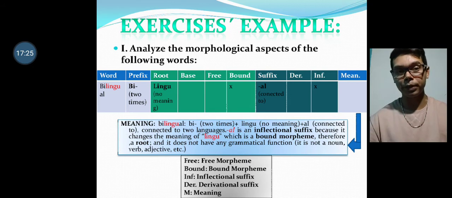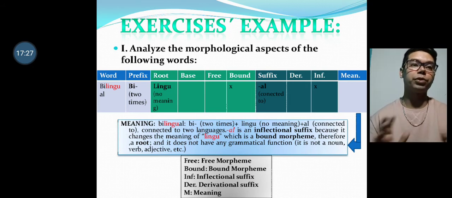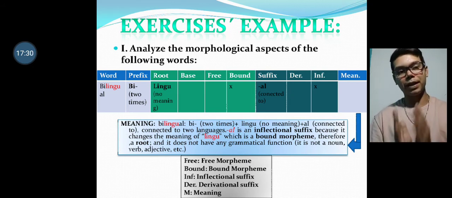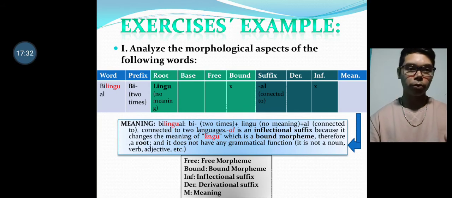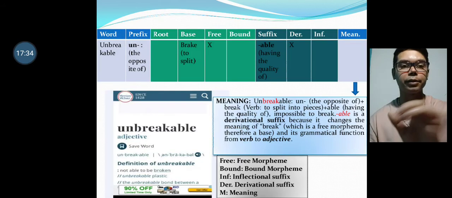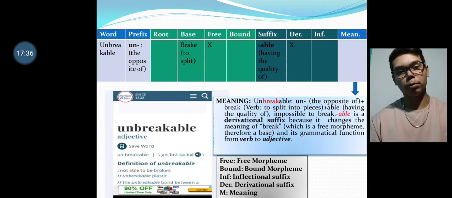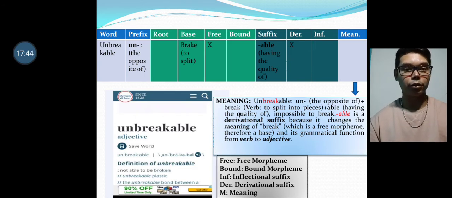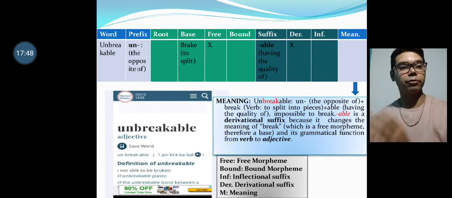No es lo que se está pidiendo: que construyan el significado a partir de la información y el análisis morfológico que ustedes irán a realizar en el taller. Tenemos otro ejemplo con la palabra unbreakable. We have the prefix there, "un", that is the opposite of. We have the base, which is break, to split. Okay, and that is a free morpheme.